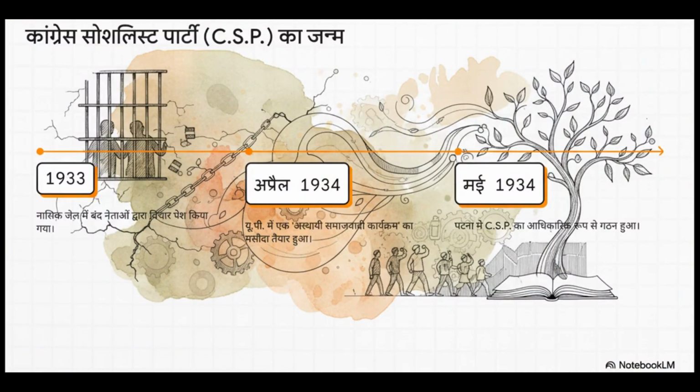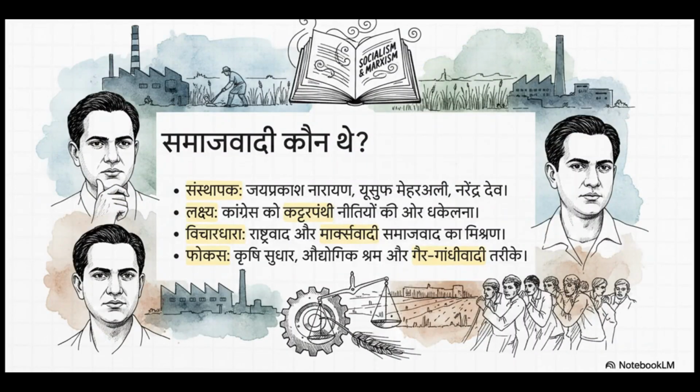कांग्रेस की नीतियों से जो निराशा पैदा हुई थी, उसी का सीधा नतीजा था कांग्रेस सोशलिस्ट पार्टी का बनना। इसकी कहानी नासिक जेल से शुरू होती है, जहां 1933 में कुछ नेताओं ने इसका आइडिया सोचा और फिर मई 1934 तक आते आते पटना में ये पार्टी बाकायदा बन भी गई। तो ये सोशलिस्ट थे कौन?